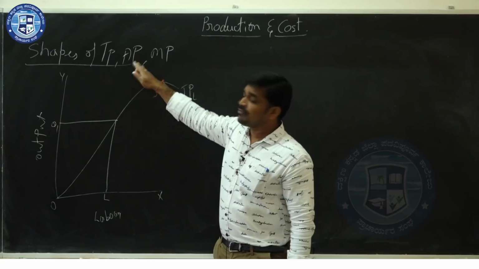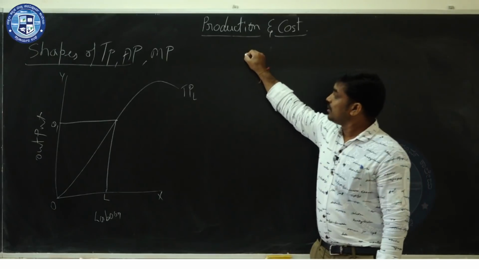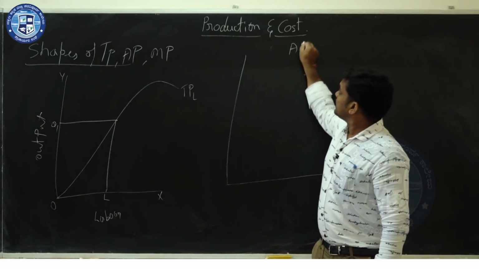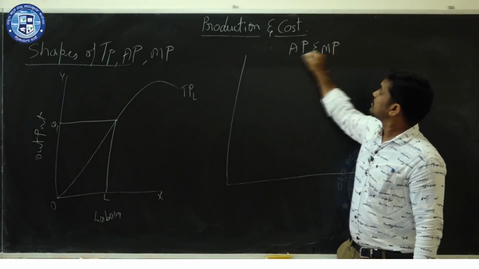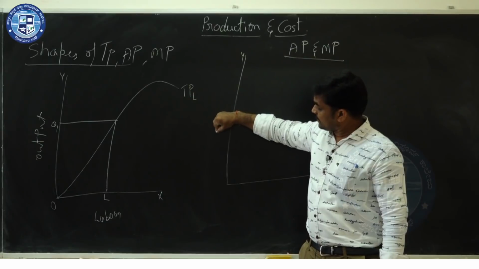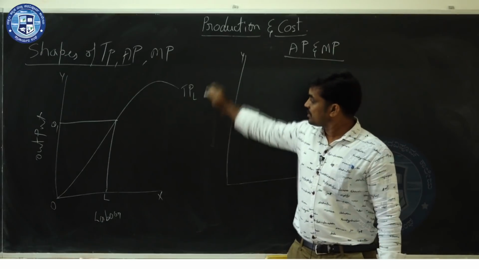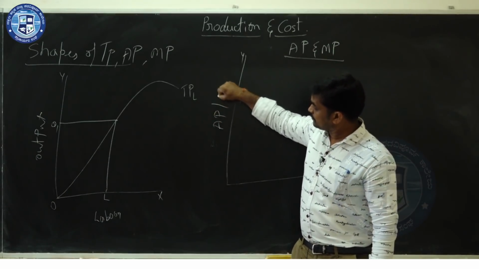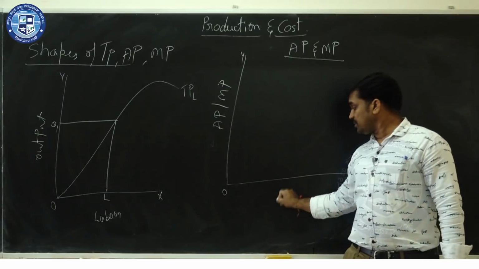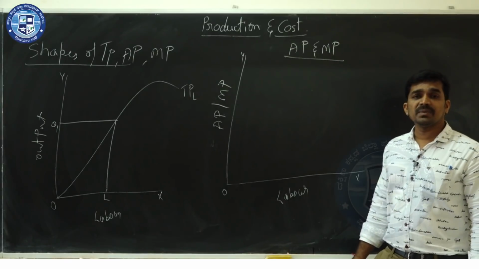Then, what is the shape of AP and MP? Look here, the shape of AP and MP. Here write AP and MP. On the y axis we represent output, or write here AP and MP. And on the x axis we again represent labor.